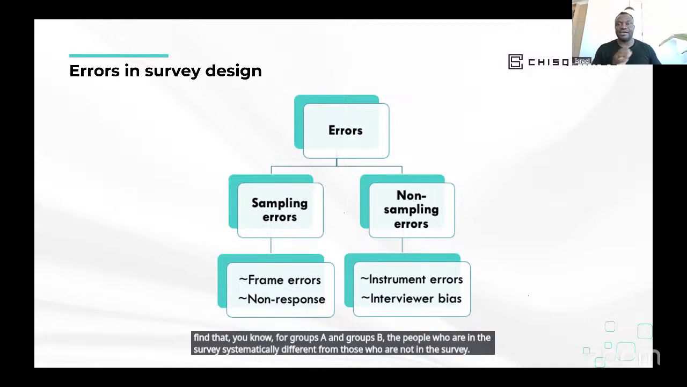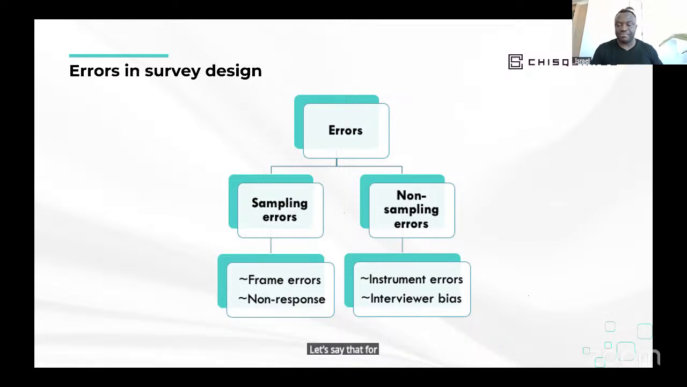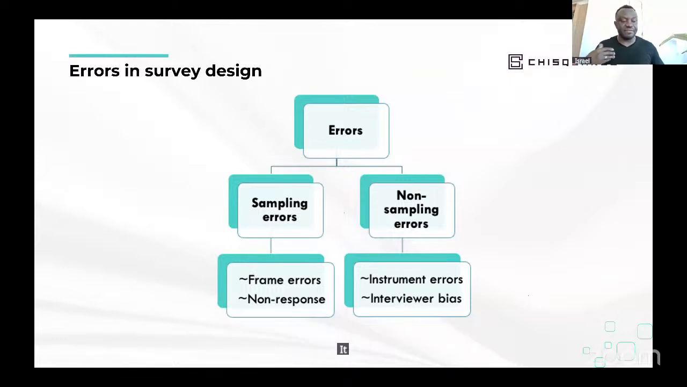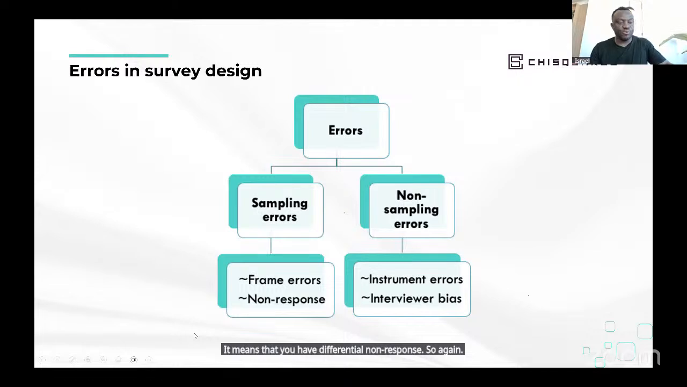Let's say that for group A, 20% of the population is male, but in my survey, it is 50%. That's an issue of non-response. It means that you have differential non-response. So again, in epidemiology in general, we only start to worry when the word differential enters the picture. Whenever you hear the word differential, start running, because there's trouble, right?